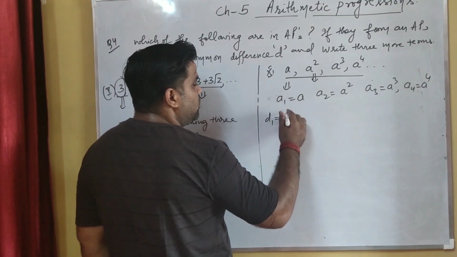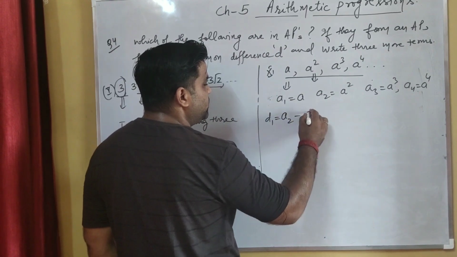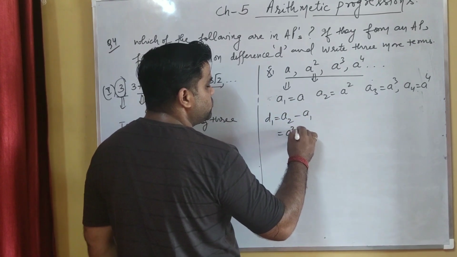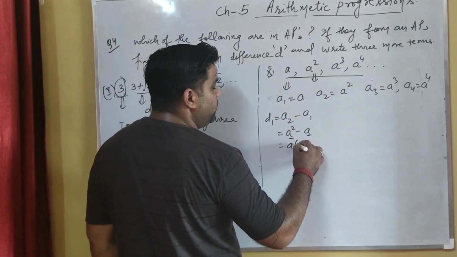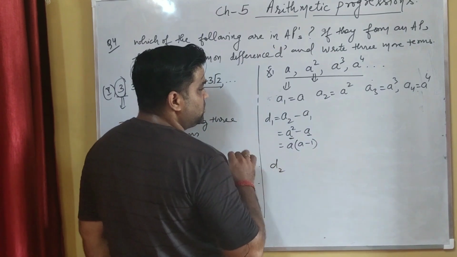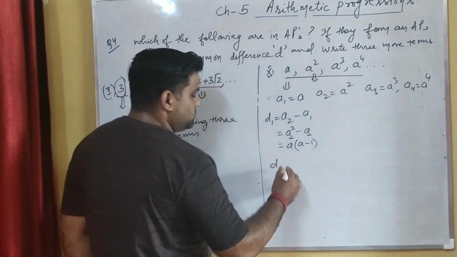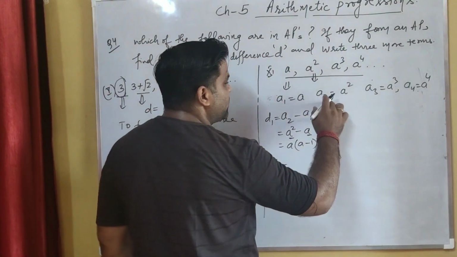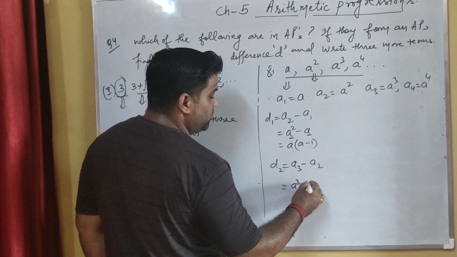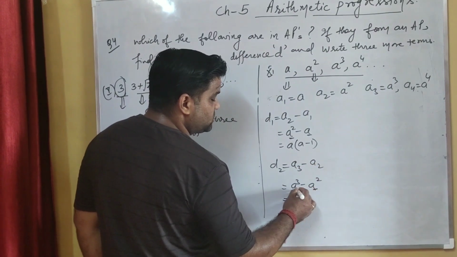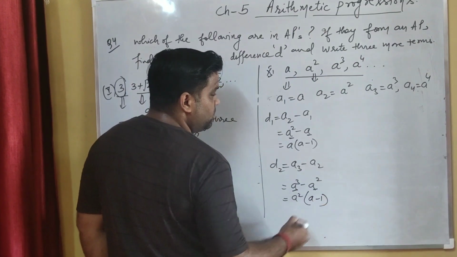On subtracting the first term from the second term, I write a2 minus a1. On putting its value, a square minus a. Here a is common. On taking it common, we are left with a into a minus 1. Now let us find the common difference between the second term and third term. We subtract the second term from the third term, so a3 minus a2, which is a cube minus a square. Here a square is common. On taking it common, we are left with a square into a minus 1.